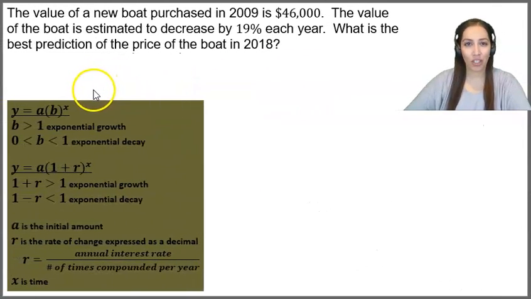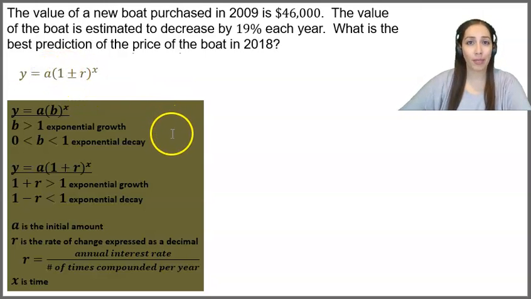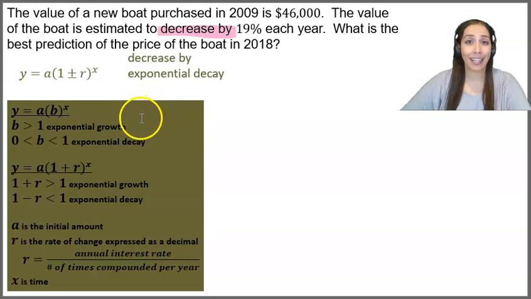Now that we have Chloe's cheat sheet notes, we can solve for the value of this boat. So first of all, I know when I have a formula y equals a times the quantity of 1 plus or minus r raised to the x, I will either have an exponential growth or decay. And in this problem, it says I am decreasing by a certain percentage. So decrease by means that I have an exponential decay. So I know that my sign in the center of this quantity is going to be a minus sign.